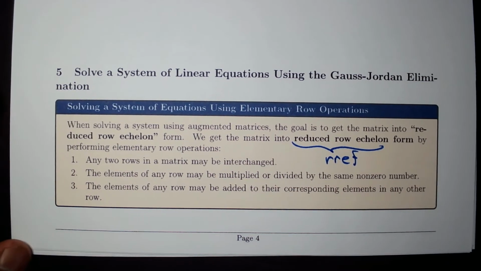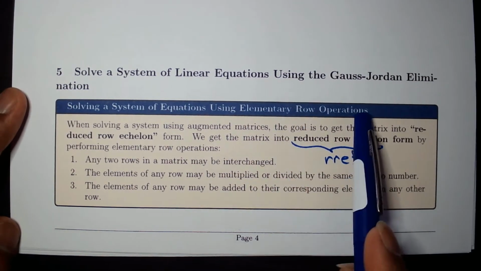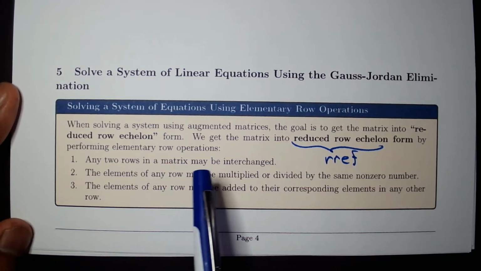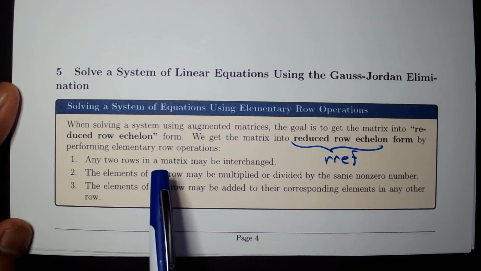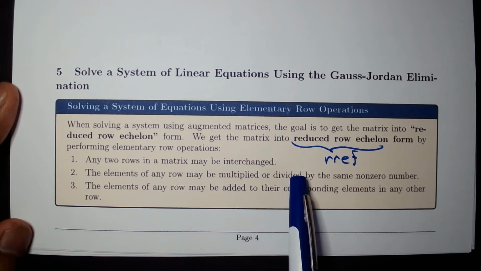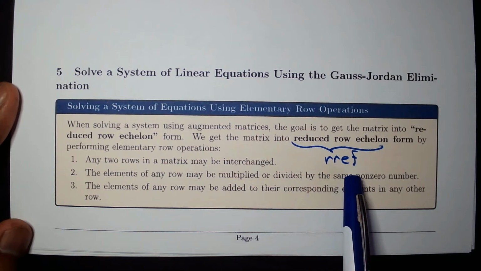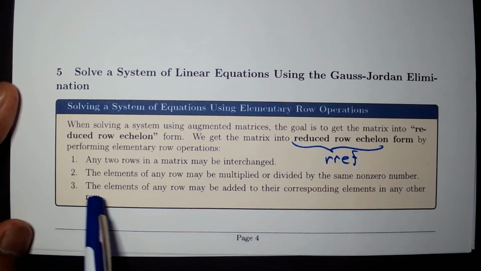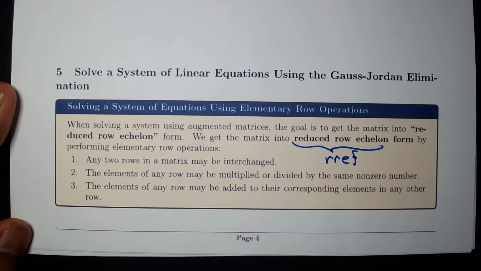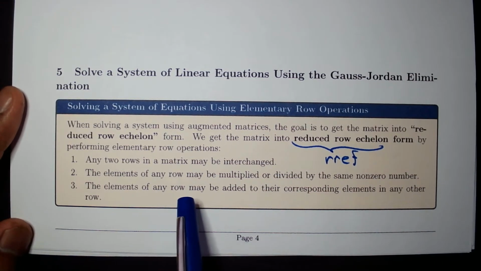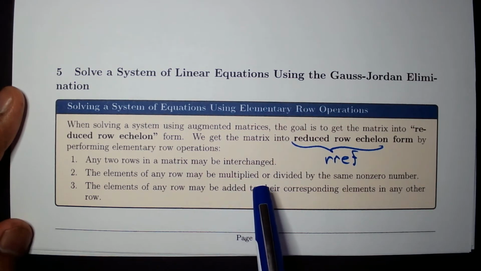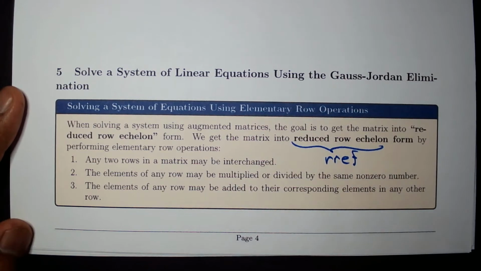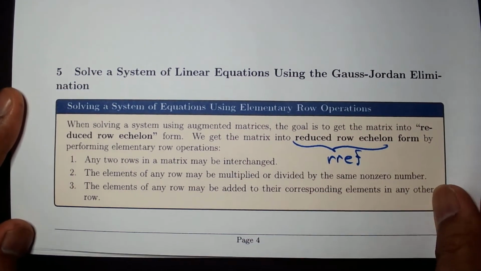The three elementary row operations are: number one, two rows in a matrix can be interchanged. Number two, elements of any row can be multiplied or divided by any number except 0. And then the one that we're going to do the most, number three, is that the elements of a row can be added to another row or a multiple of another row. So let's just look at one example to see this in action.